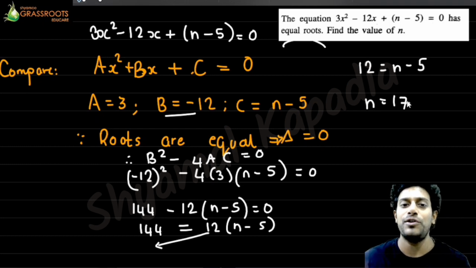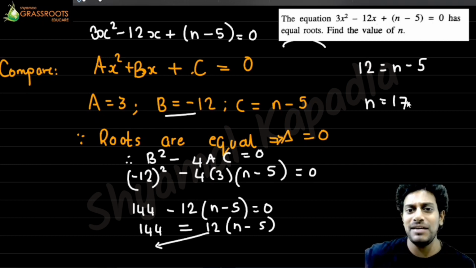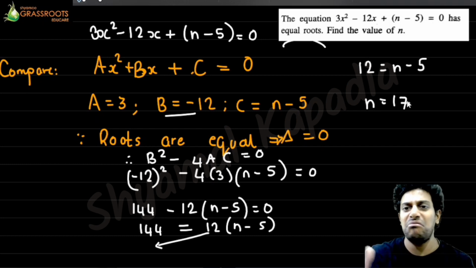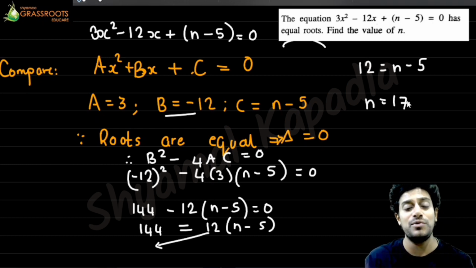Right, so first step what you do is write down the question. Second step, compare with the general equation, find a, b and c, and once you get a, b and c, use the condition, b square minus 4ac either equal to 0 or greater than 0 or less than 0, right? Alright, sounds good.